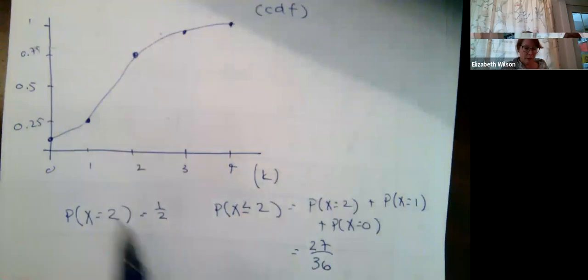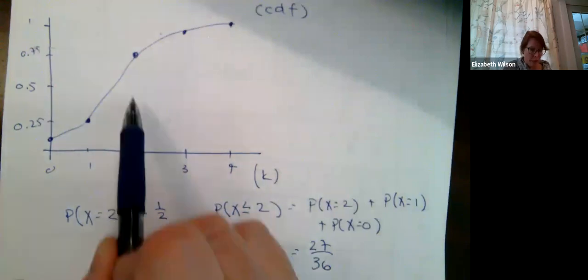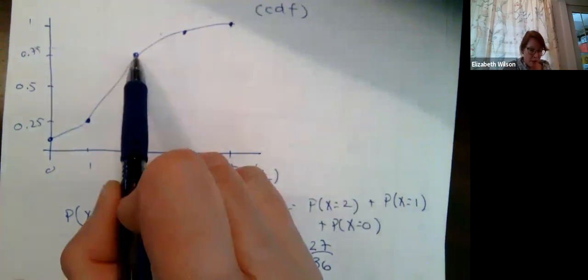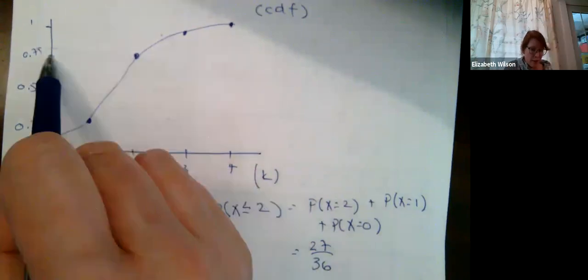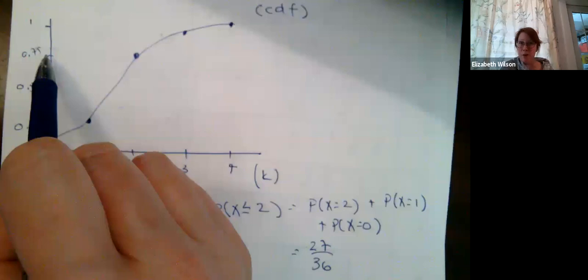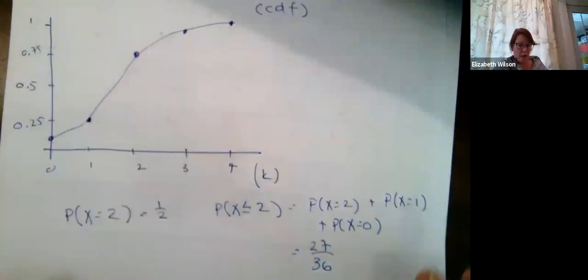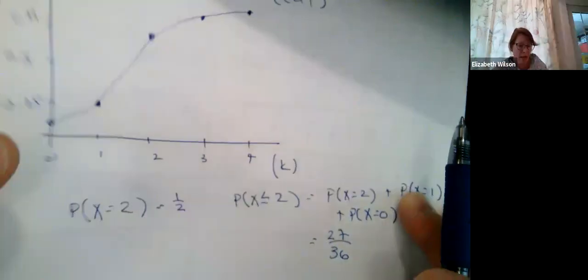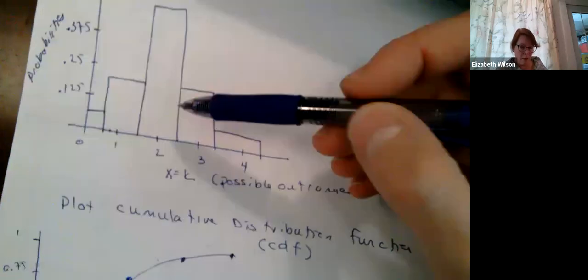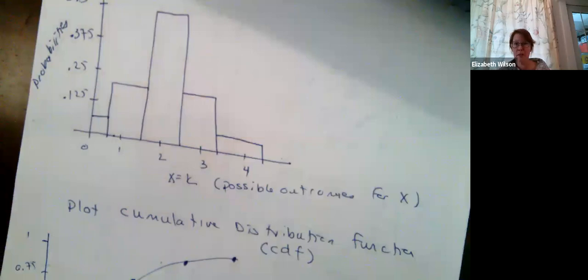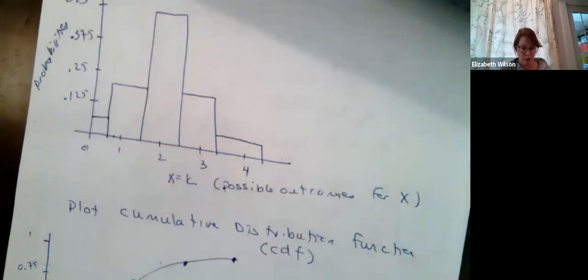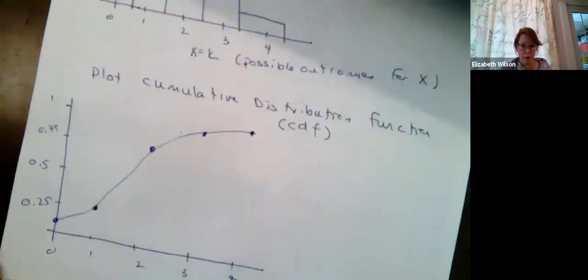I could just look on this graph too. The probability that x is less than or equal to 2 is, I go to here and I read it. This says that's the probability that x is less than or equal to 2. Whereas my probability mass function tells me the probability that x is equal to 2. So I'm getting 2 different pieces of information out of these 2 different graphs, and they're both valid. We're going to need them both for different things.